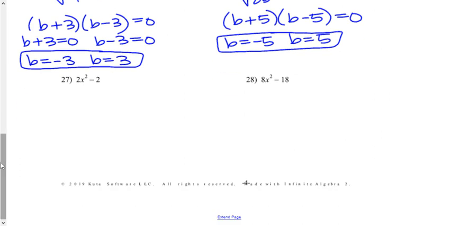Number 27, I can actually factor out a GCF here. It's going to be a 2, and I'm left with x squared minus 1. Now my new a value is 1. I don't have a b value. My new c value is 1. They are separated by a minus sign, and they're both perfect squares. The square root of x squared just gives me x, and then the square root of 1 is just 1. Don't overthink that.